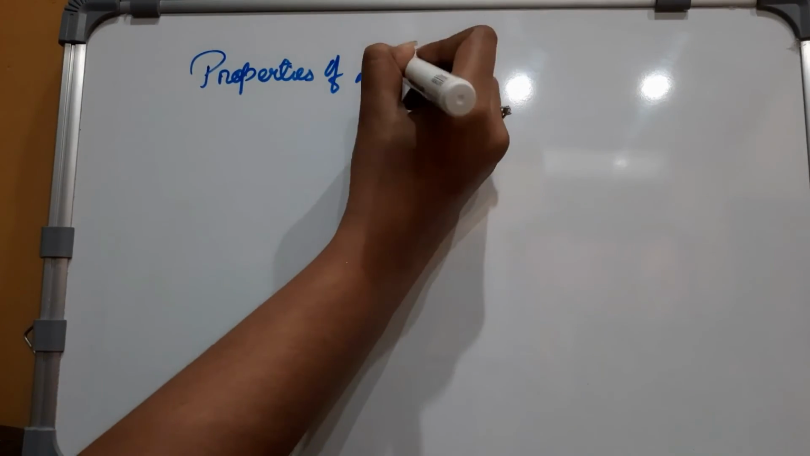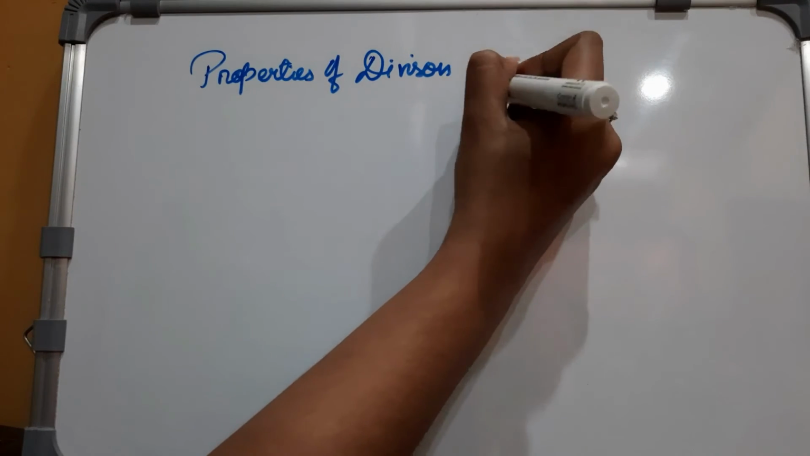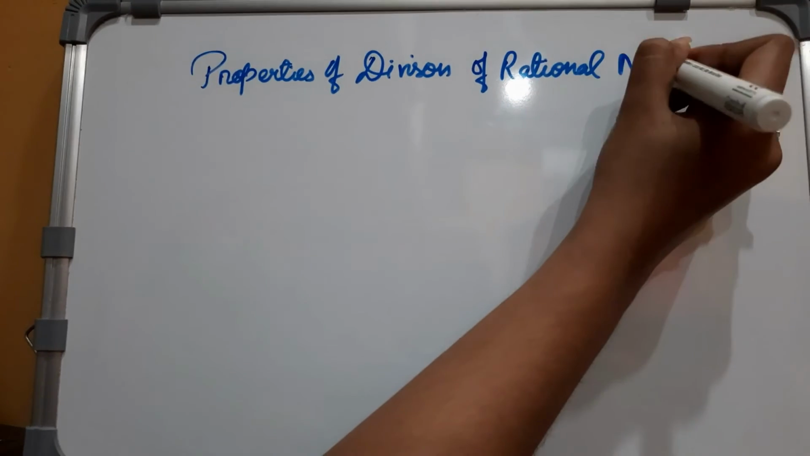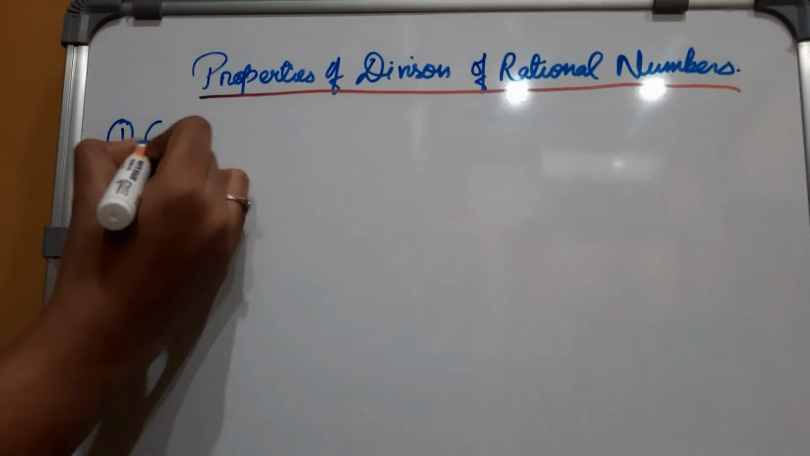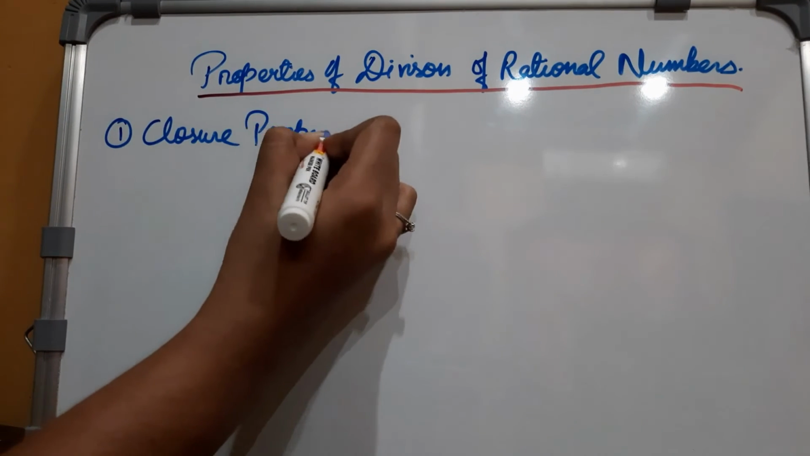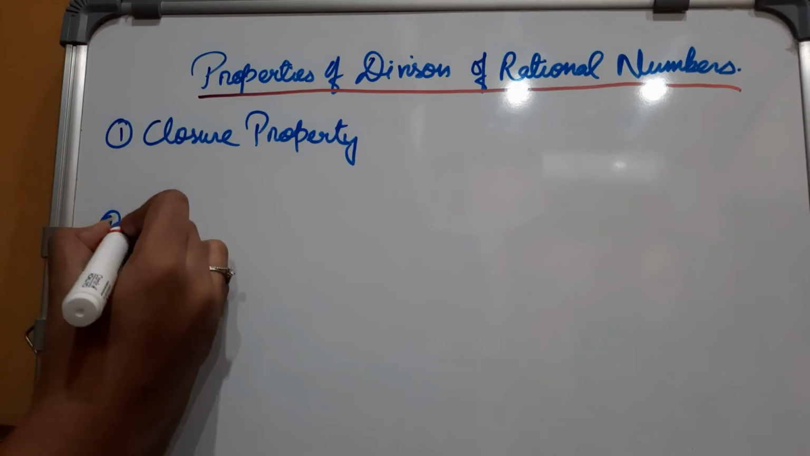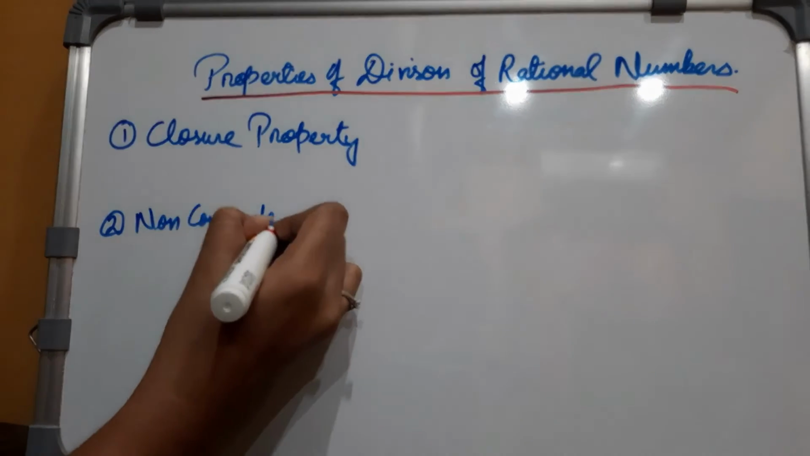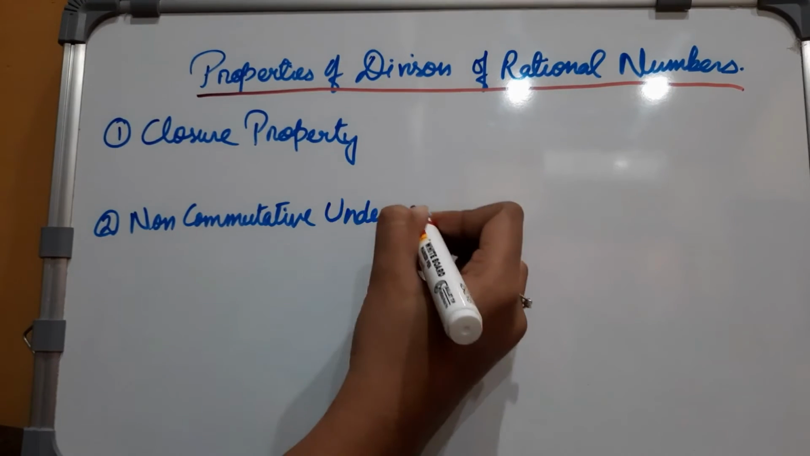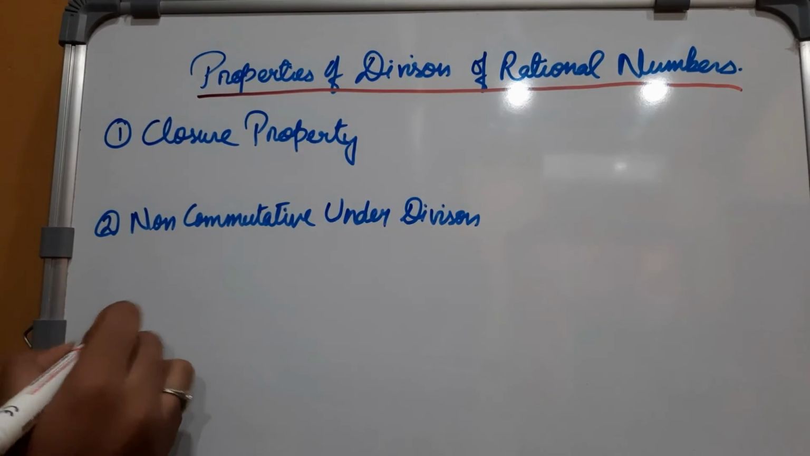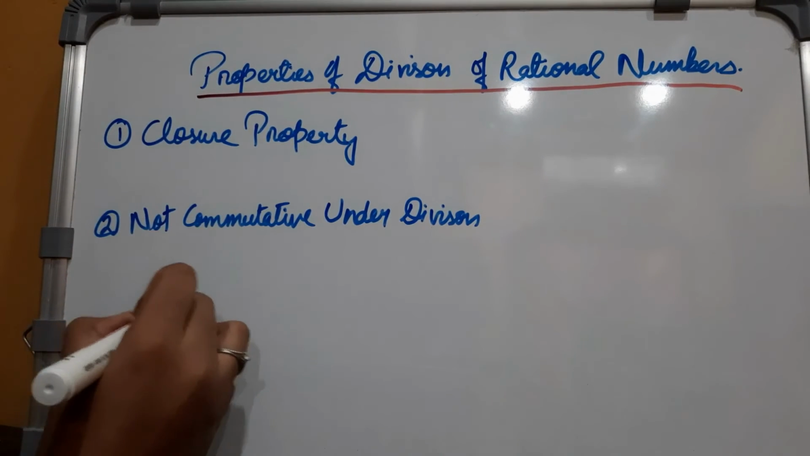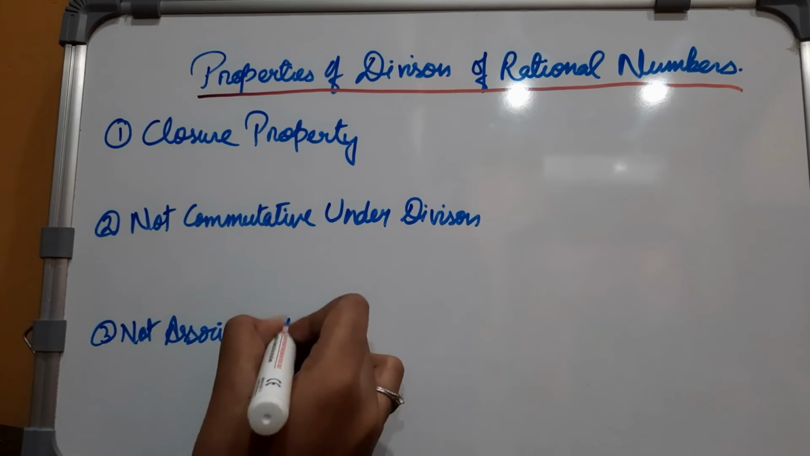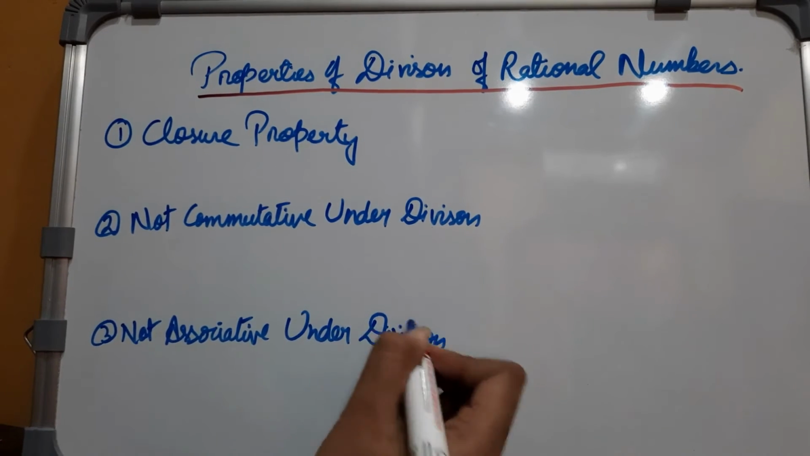So the next is properties of division of rational numbers, in which there are three properties again. So we will read in detail about this. Again, the first one being closure property, the second one being not commutative property under division, and the third one being not associative property under division.